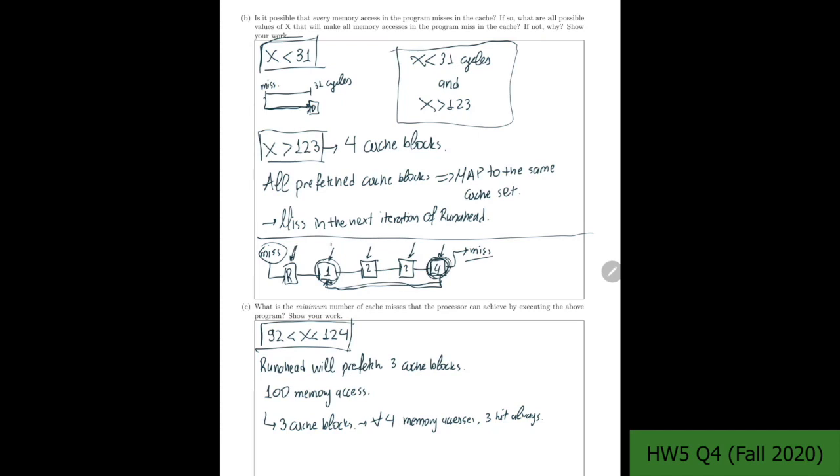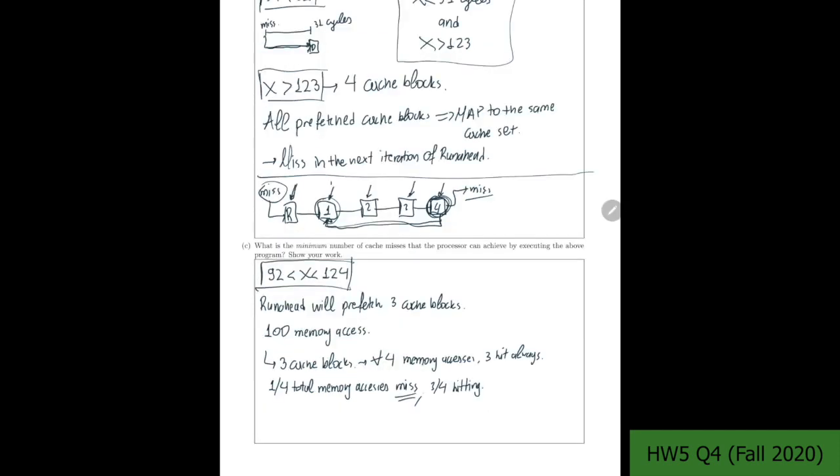So in this case, we have 1/4 of the total memory accesses missing. And 3/4 hitting. 1/4 is 25 cache misses, which is the answer to this question.